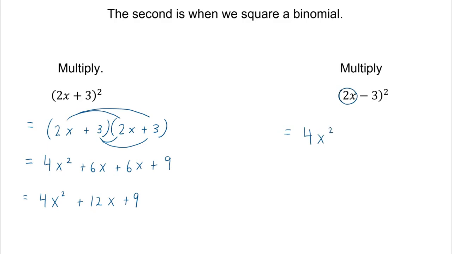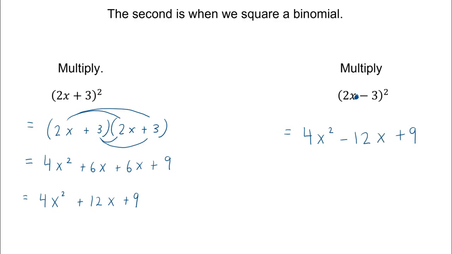Now I'm going to leave some room because I'm going to do my last term next. To get the last term, all I have to do is square the minus 3. Minus 3 times minus 3 is plus 9. Now, to get the middle term, all I have to do is multiply 2x times negative 3, which is negative 6x, and now double that, which is minus 12x.